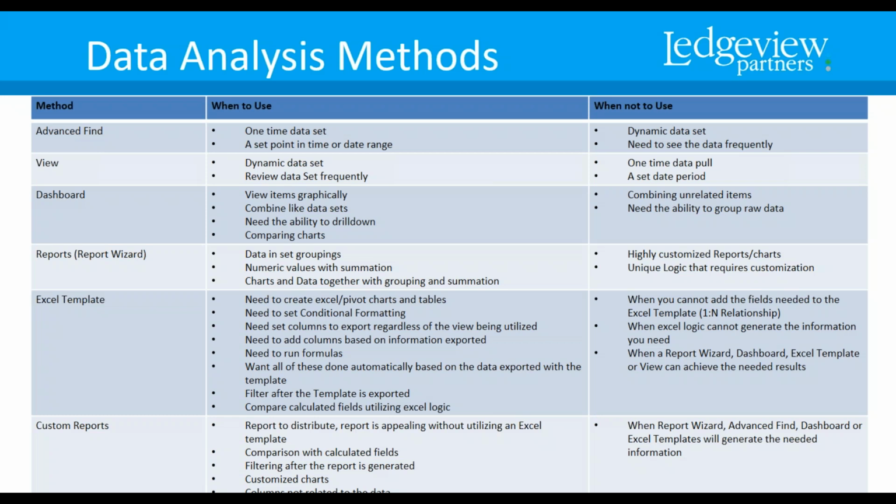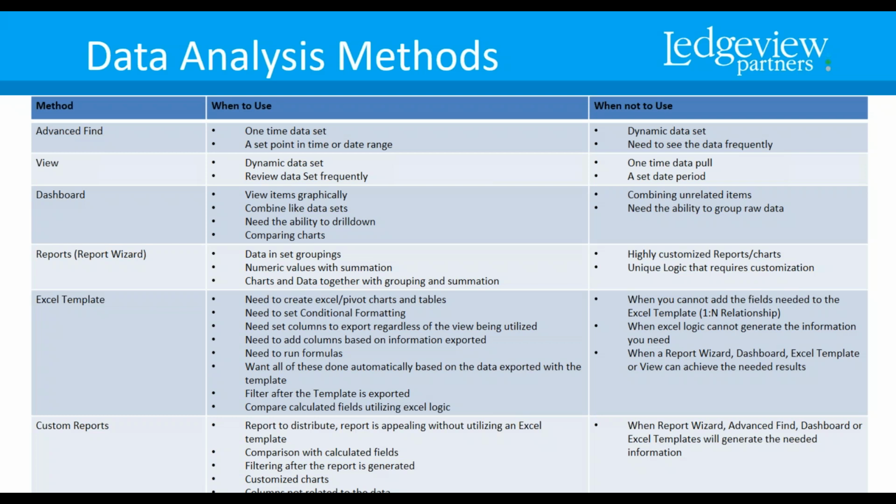Excel templates, this is a little bit newer. Came out in 2016. This is when you want to create Excel pivot charts and tables, set conditional formatting, set columns to export regardless of the view you're utilizing. You want to add columns based on information exported. So you export some information, you want to do a calculation and add another column. Everybody's probably thinking about this going, yeah, you just export it and then do this calculation. Well, what if you want to do all of these, including formulas, but do it one time ahead of the template, and then every time you export it, it's rerunning this information for you regardless of the data you're pulling out. It's just rerunning it based on that data. That's an Excel template. Very, very powerful tool.